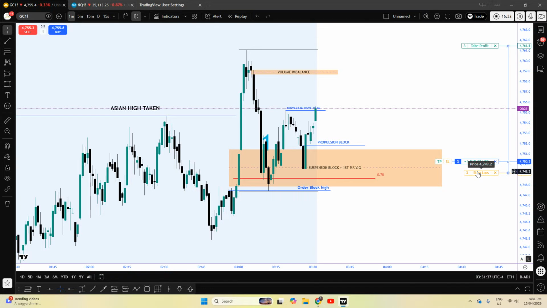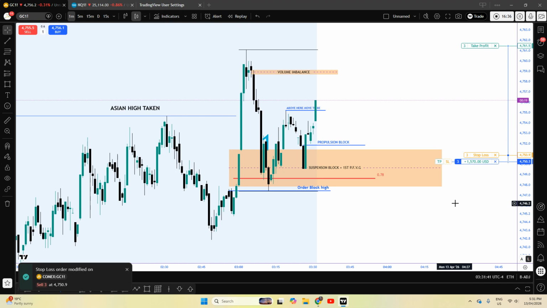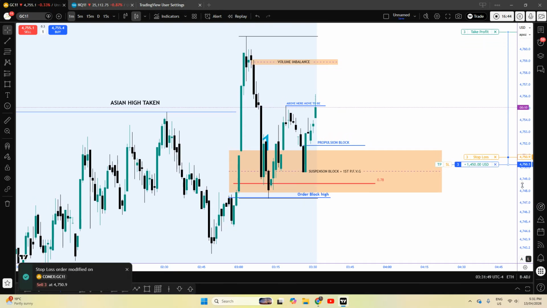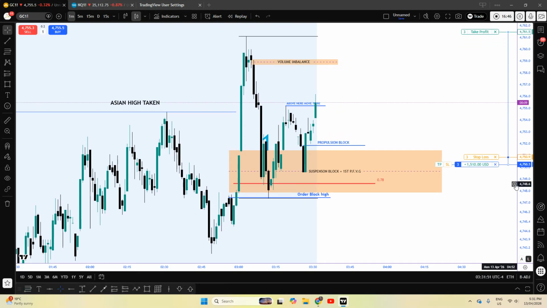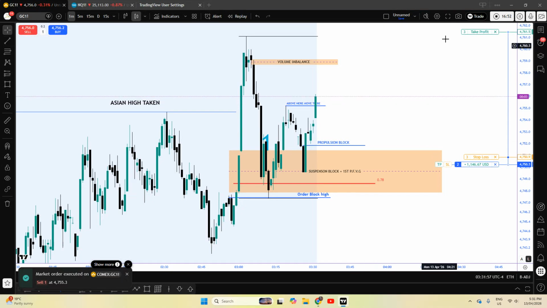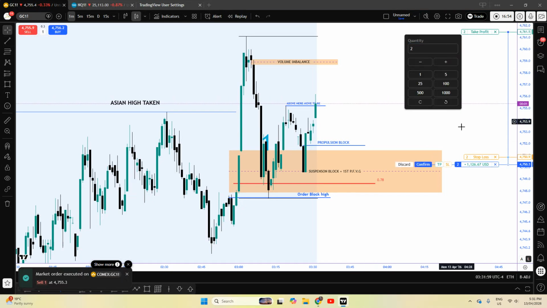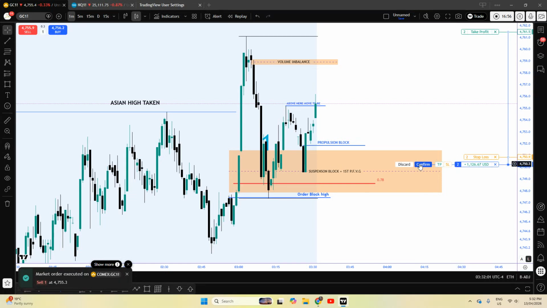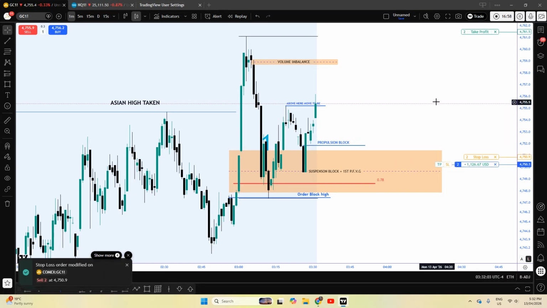I'm going to move to break even now. So I've moved it to break even. So I can take off one position. So I just sell off one position. And then I change here to 2, change here to 2, confirm. So I've taken out the partial.